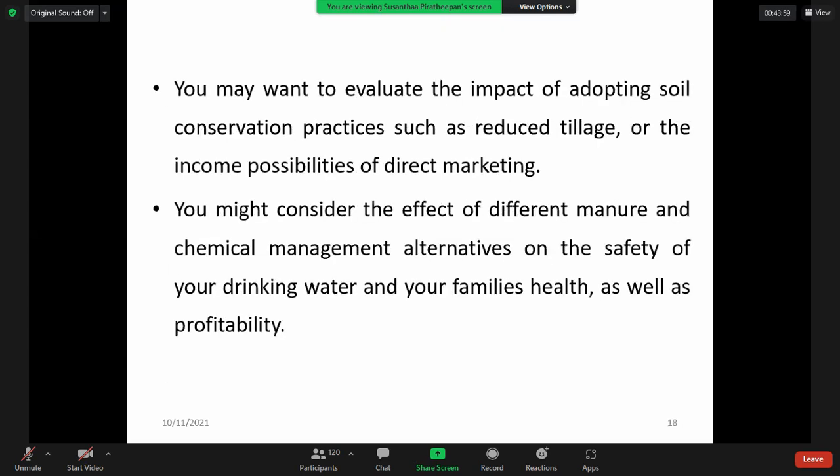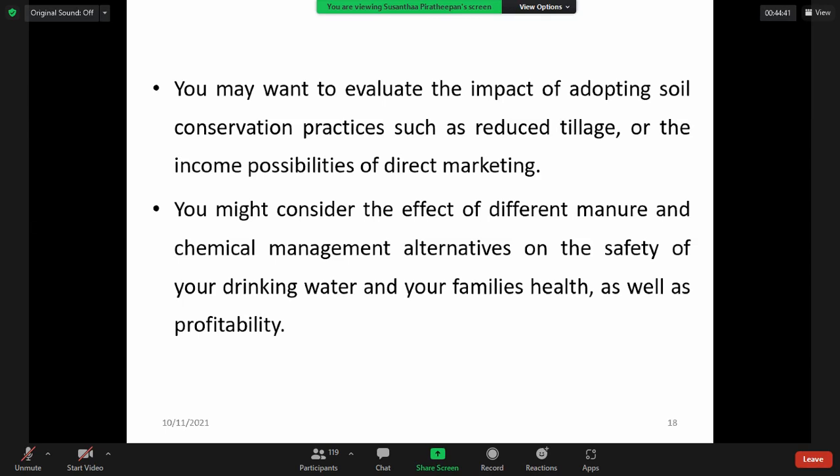And then you may want to evaluate the impact of adopting soil practices or soil conservation practices, and marketing facilities. We want to run the farm for the long term, so we should have good soil condition. To maintain the soil, we want soil conservation practices and marketing facilities, so we can produce the animals or animal products and then market those things. These are the two sections we want to evaluate to have a good view of our plan.